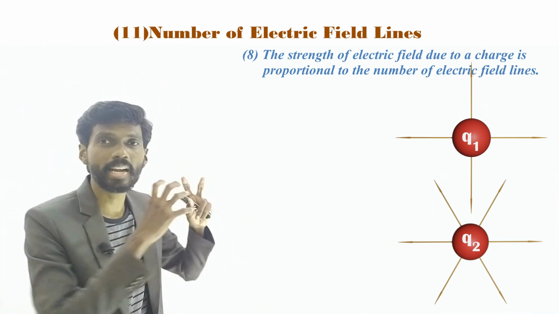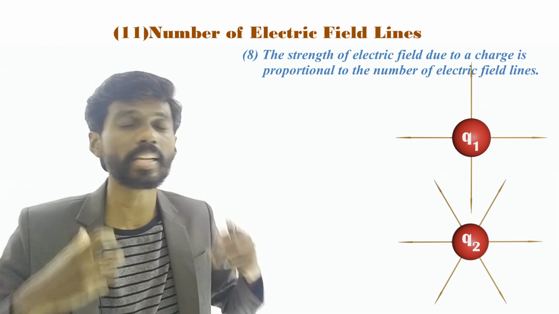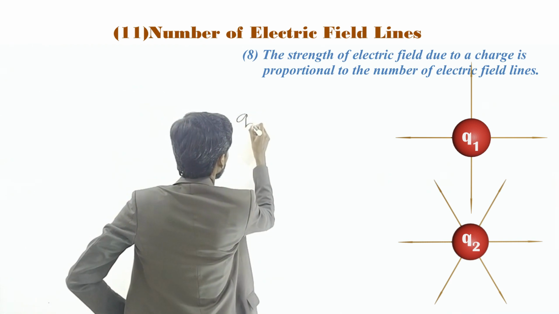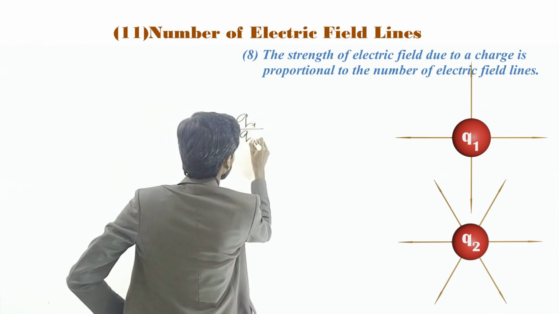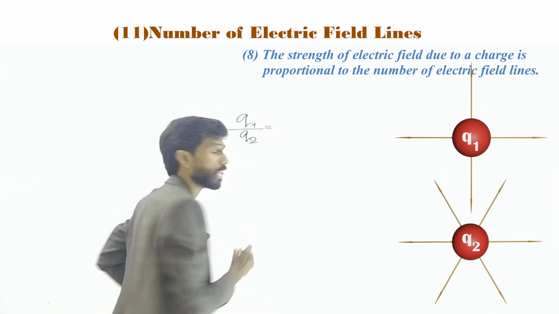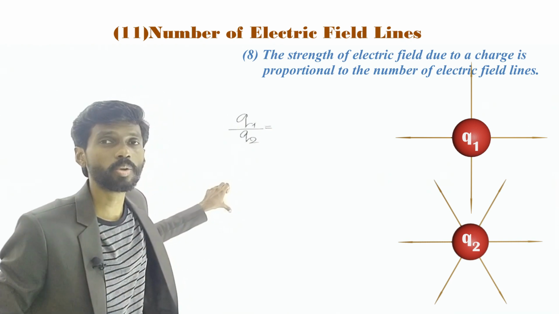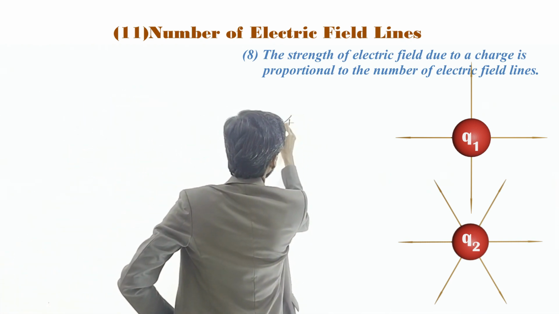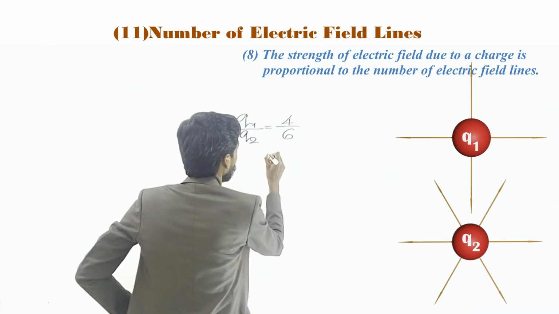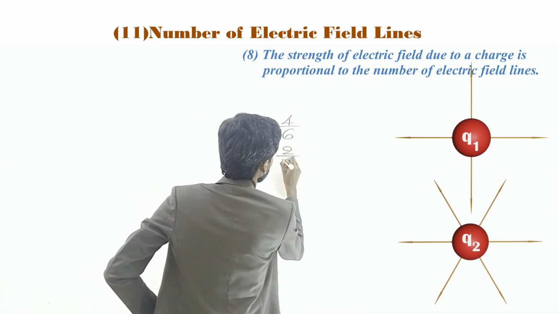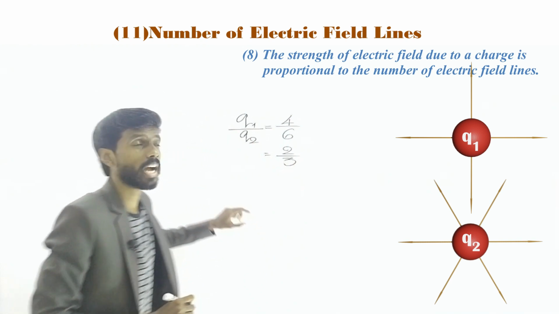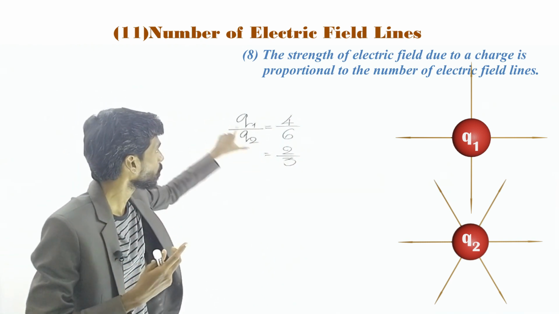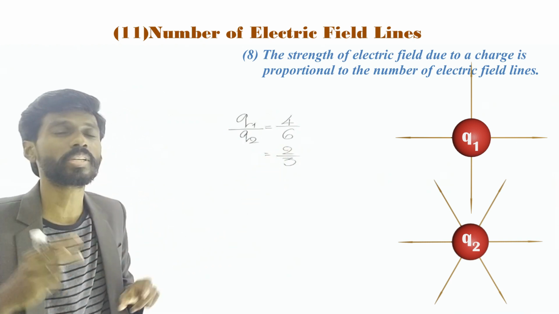So the number of field lines is proportional to the strength of the electric field. So we can say that the ratio of the charges, Q1 to Q2, is the same as the ratio of the number of electric field lines. So here it is 4:6, or you can say 2:3. So that means the charge Q2 is bigger in magnitude, because this is 3, Q1 is only 2. 2:3, that is the ratio.